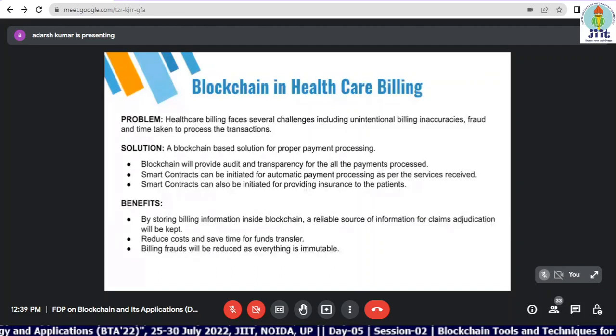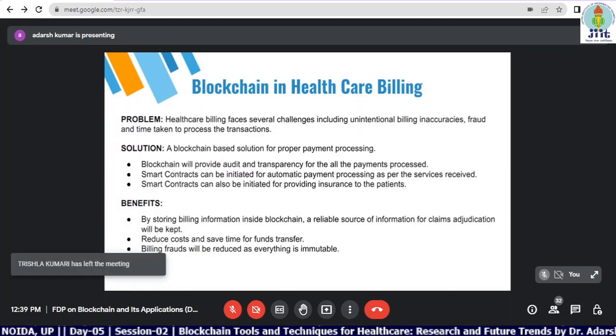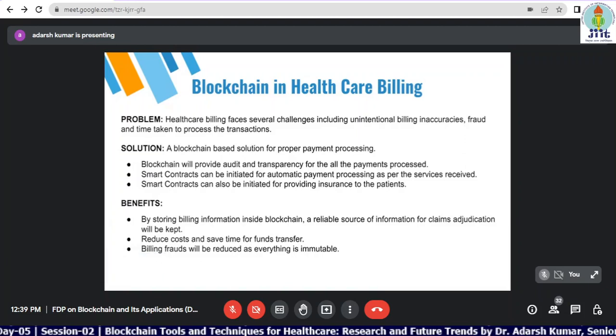And a smart contract can be initiated for providing insurance to the patients also. If a smart contract can be written to integrate the wallet with the healthcare system, it can integrate the insurance company, insurance policy, and insurance service of the patient with the healthcare service system as well. So what benefit will we get out of it if we integrate blockchain with the billing system?